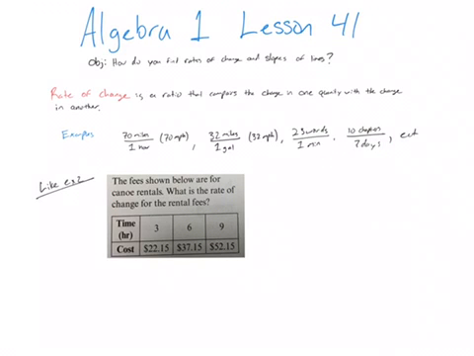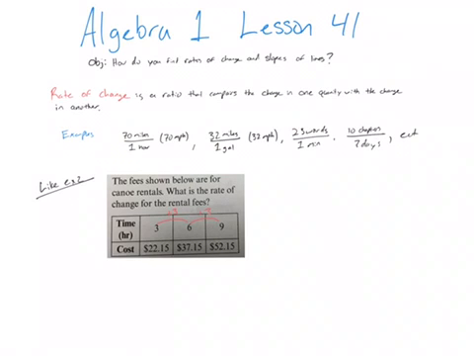So this is just like example 2. It says the fees shown below are for canoe rentals. What is the rate of change for the rental fees? So first thing I need to see is how fast things are changing. The hours I think will be a little bit easier to calculate. So what I need to see is how much did they change to go from 3 to 6? Well, I notice I went up 3 hours. And same thing to go from 6 to 9 hours, I went up 3.